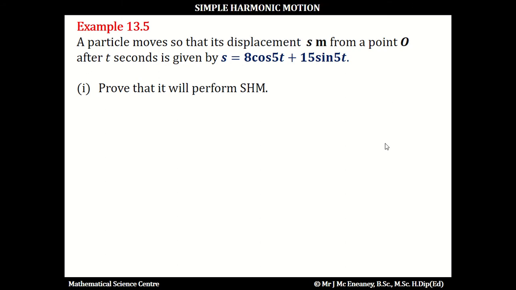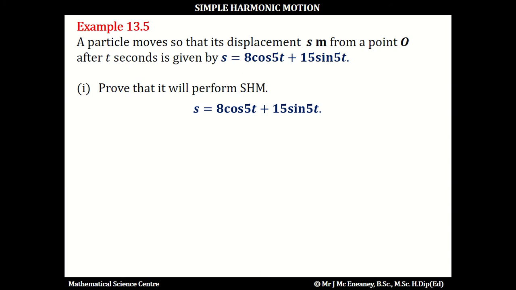Example 13.5. A particle moves such that its displacement s meters from a point O after t seconds is given by s equals 8 cos 5t plus 15 sin 5t. We want to prove that the particle will perform simple harmonic motion. Now the displacement s is given by 8 cos 5t plus 15 sin 5t.